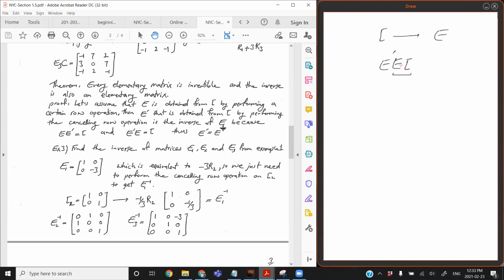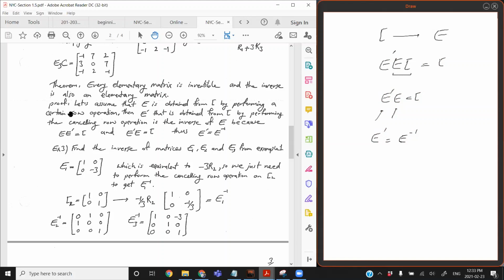So you perform a certain row operation on E, and then you cancel that. What do you get? You get I back. That makes E prime E equal I. That makes these two the inverses of each other. So actually E prime is the inverse of E.